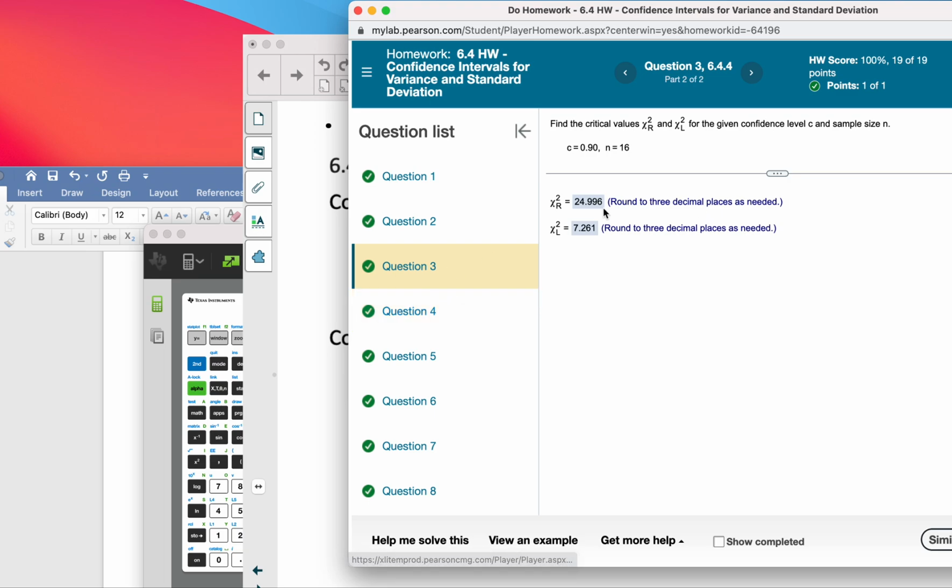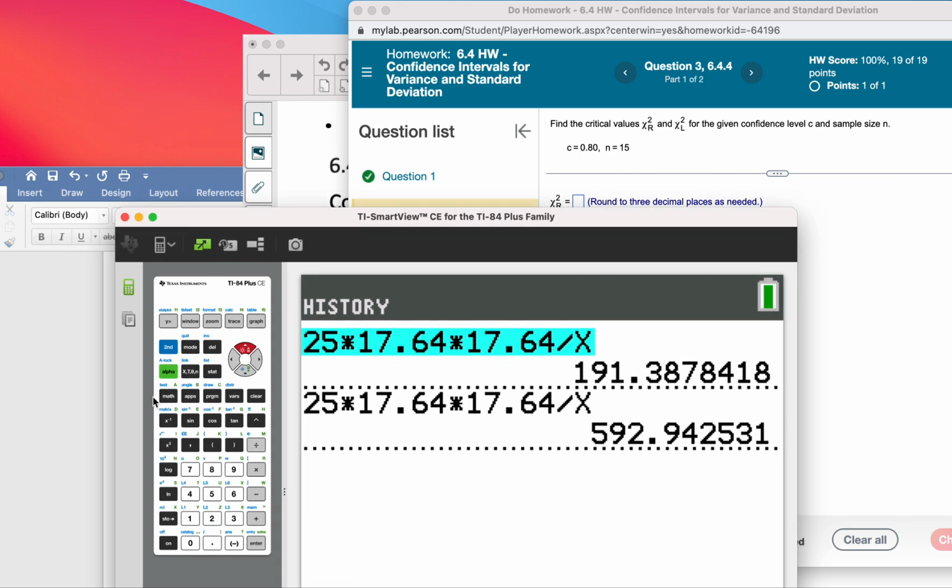Number 3 on the homework. We're going to find these two values. I'm going to get a similar question here, and I'll walk you through the process. Okay, this is all calculator work, so you grab your calculator.